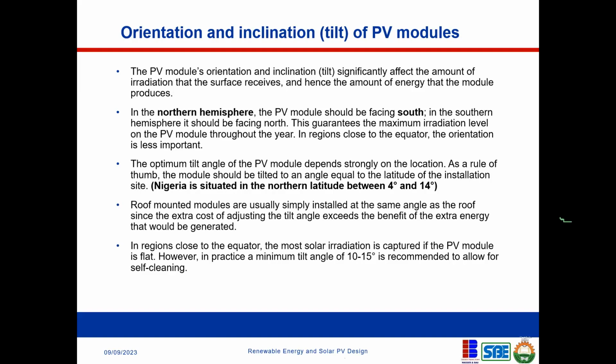So in regions closer to the equator, the most solar radiation is captured if the PV panel is flat. However, in practice, a minimum tilt angle of 10 to 15 degrees is recommended to allow for self-cleansing. I think I've explained this already.